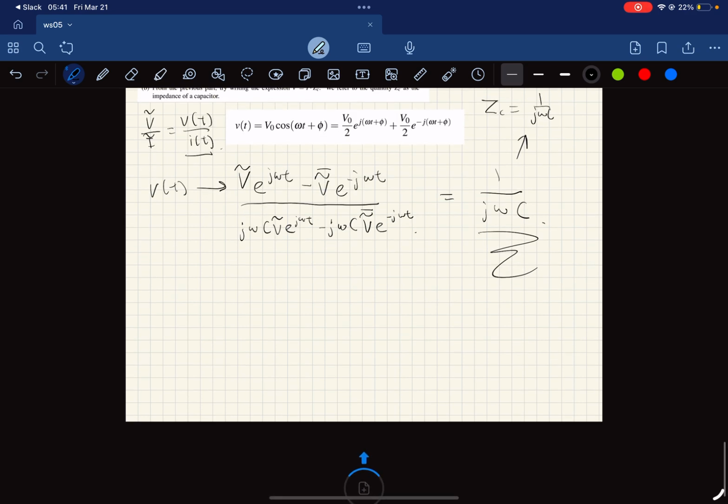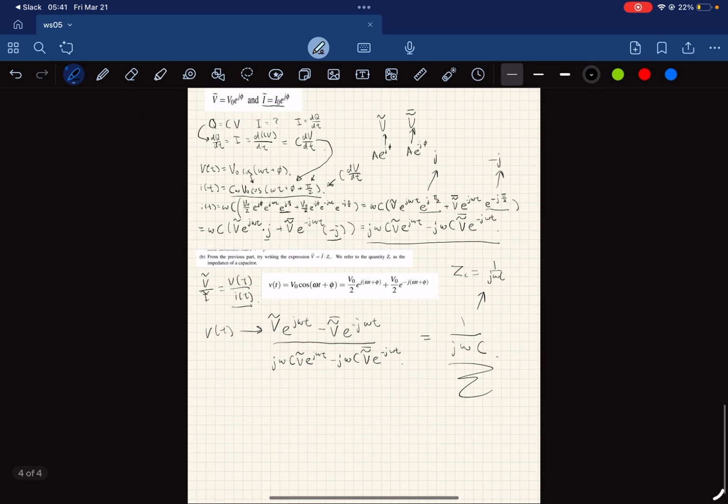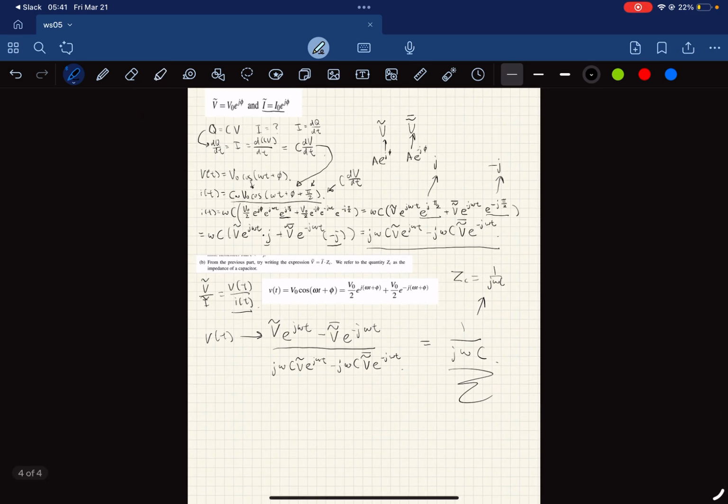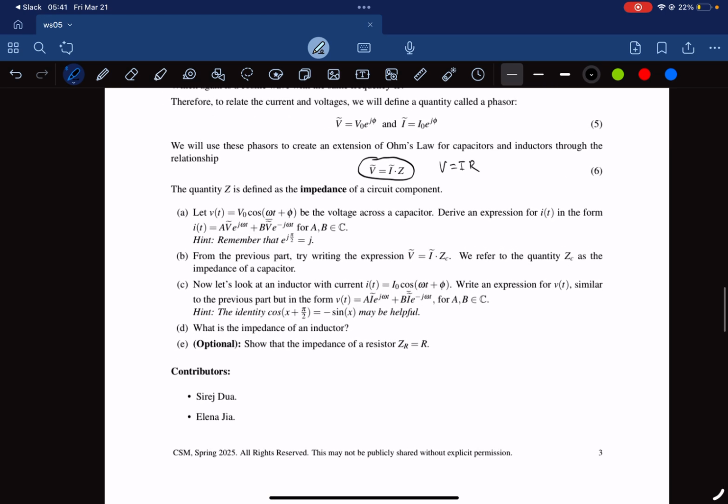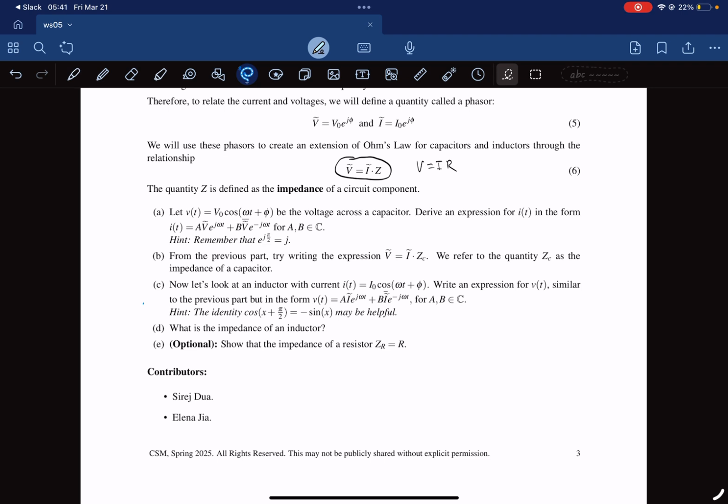Okay, so that's parts A and B right there. Now let's look at part C. This is the same problem, but instead of a capacitor, we're now looking at an inductor. Actually, I'm just going to do both these parts.